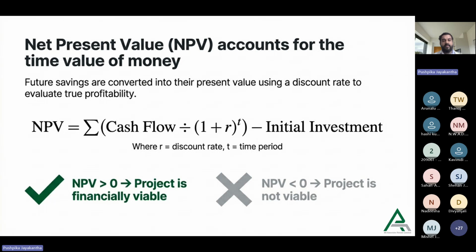So if the net present value of the project is positive, okay, if the net present value of this project is positive or greater than 0, it means the project generates more financial benefit than the cost. So then we can approve those kinds of projects. So net present value is considered one of the most reliable financial evaluation methods for long-term energy efficiency investment.